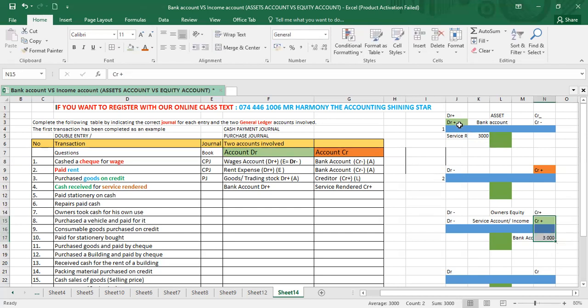How will you feel when you see money reflecting in your bank account? You will feel happy because money is increasing in your bank account. This is what we call power. Powerful. Right. Let us go to another transaction.